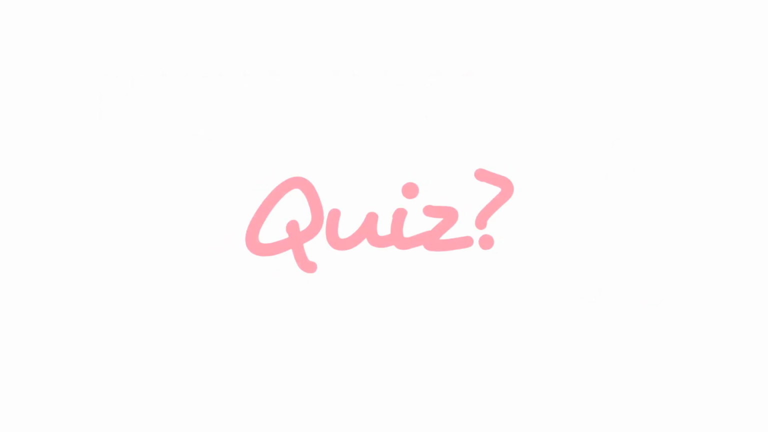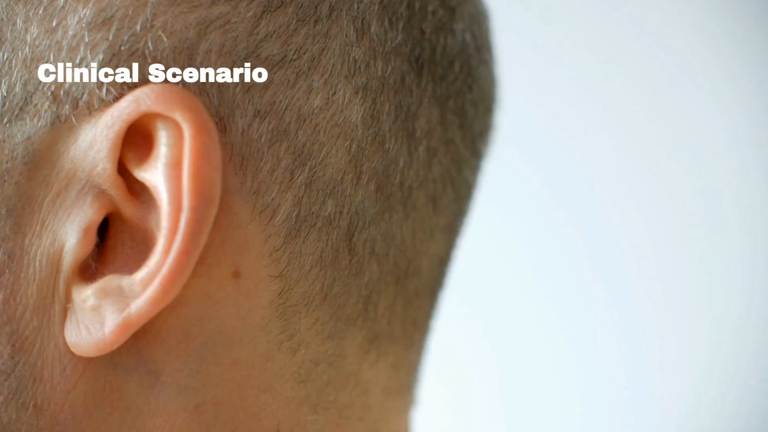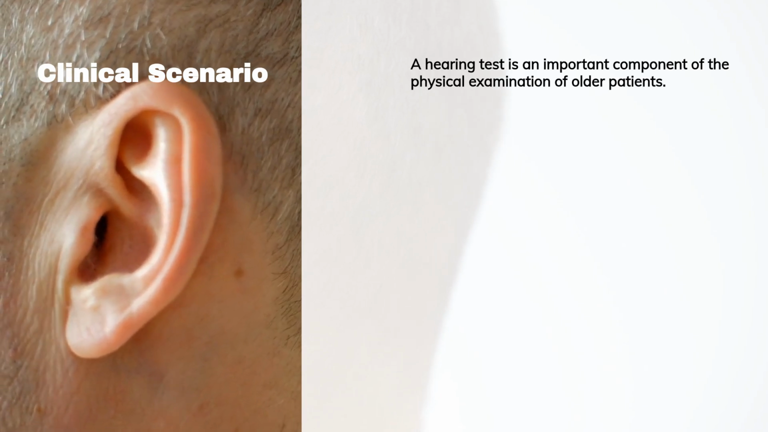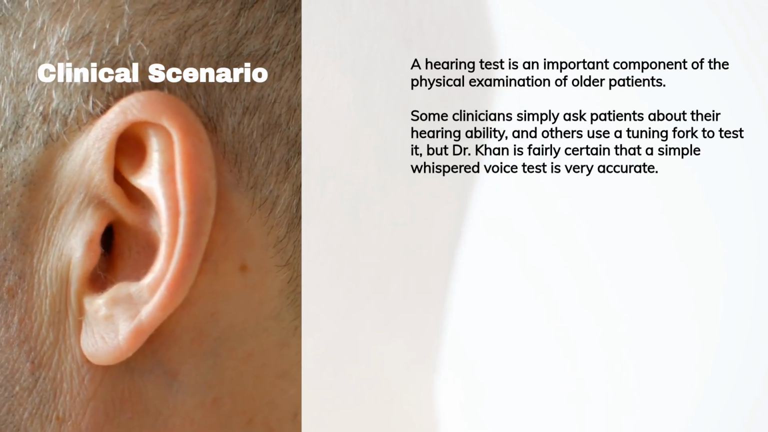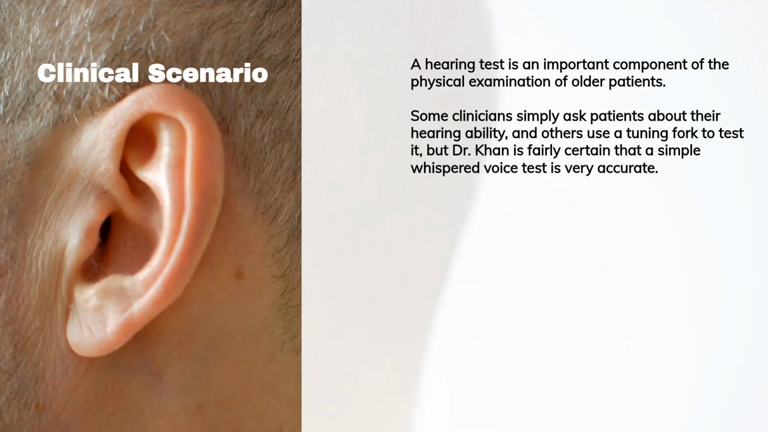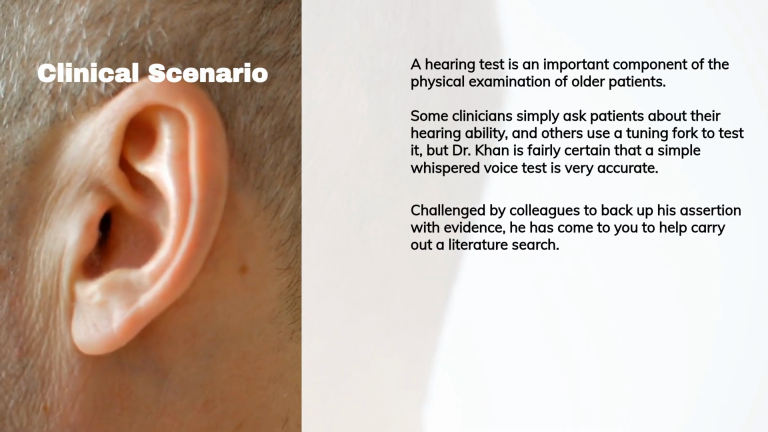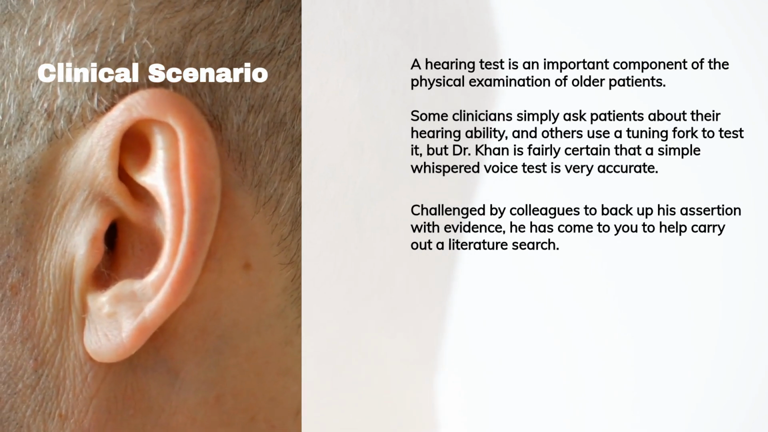Let's finish with a quiz to test your knowledge. After each of the next 3 clinical scenarios, pause the video when prompted and write down what you think the PICO should be. A hearing test is an important component of the physical examination of older patients. Some clinicians simply ask patients about their hearing ability, and others use a tuning fork to test it. But Dr. Khan is fairly certain that a simple whispered voice test is very accurate. Challenged by colleagues to back up his assertion with evidence, he has come to you to help carry out a literature search. What PICO should you use?